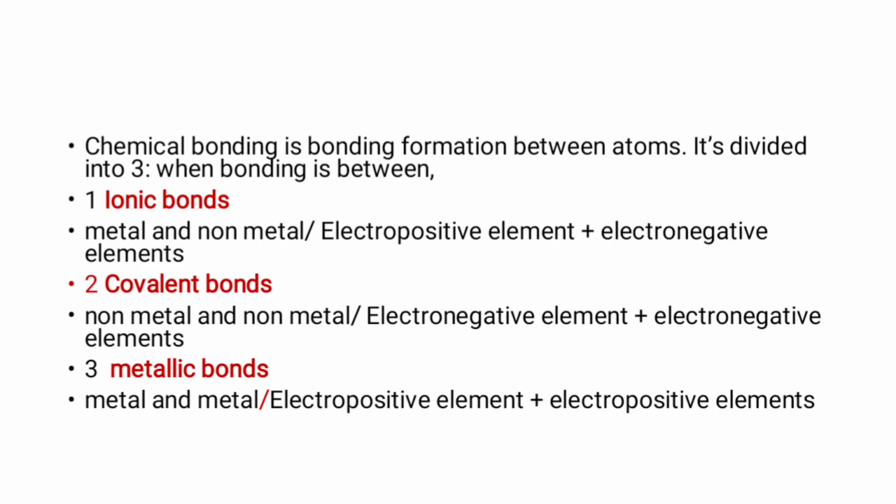Chemical bonding. The main important classification of chemical bonding is ionic bonding, covalent bonding, and metallic bonding.